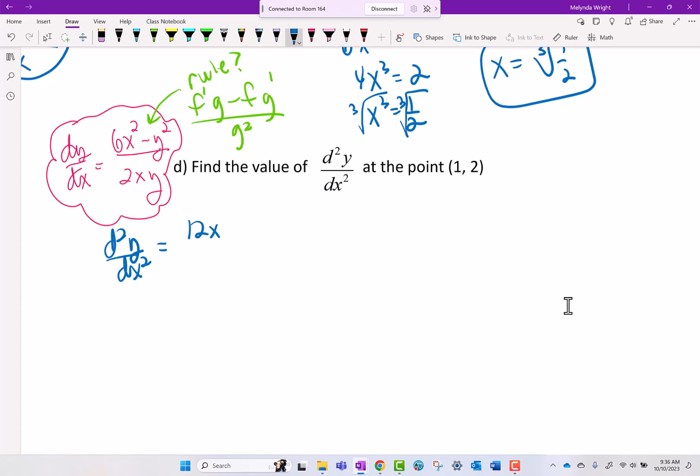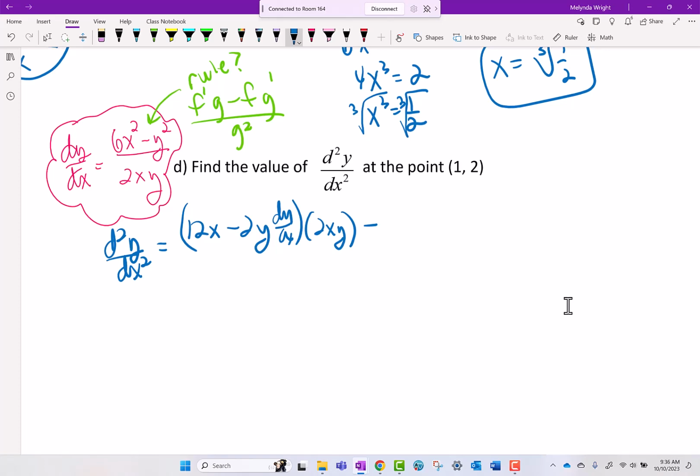Derivative of the top. So the derivative of the whole top. The derivative of 6x squared is 12x. The derivative of negative y squared is negative 2y dy/dx. I'm going to put it in parentheses. That's f prime. Copy paste g, minus.